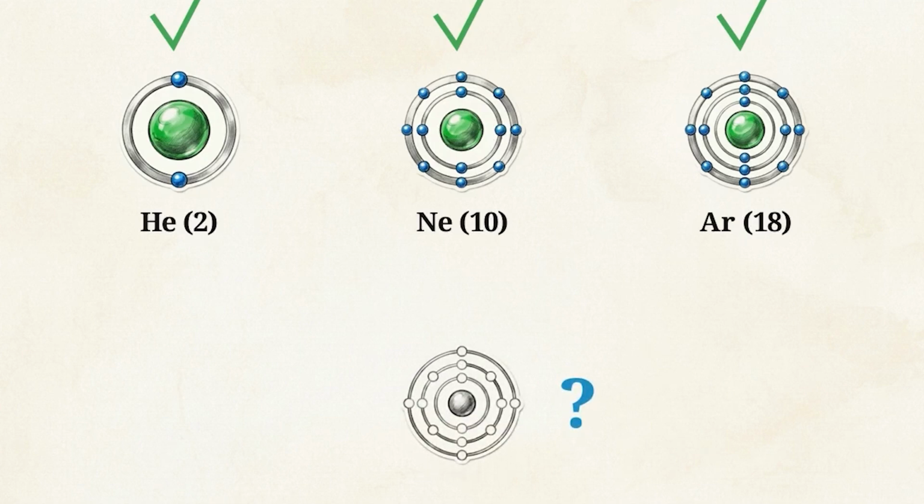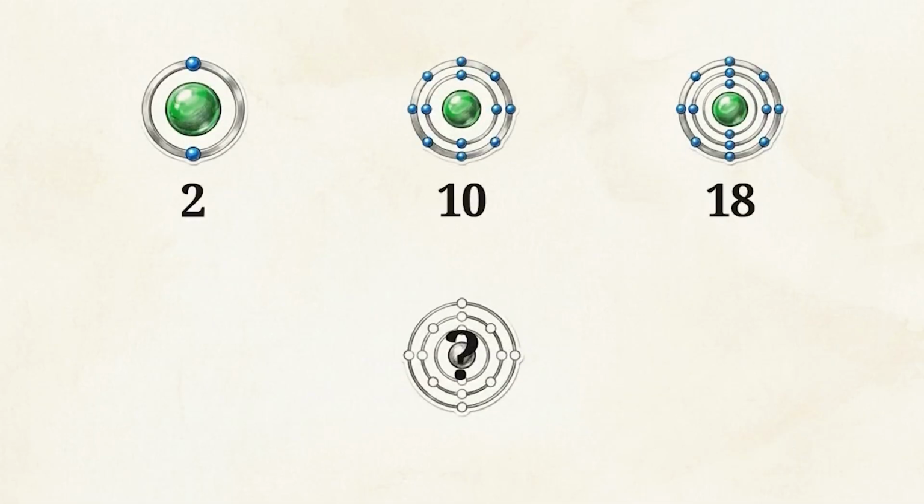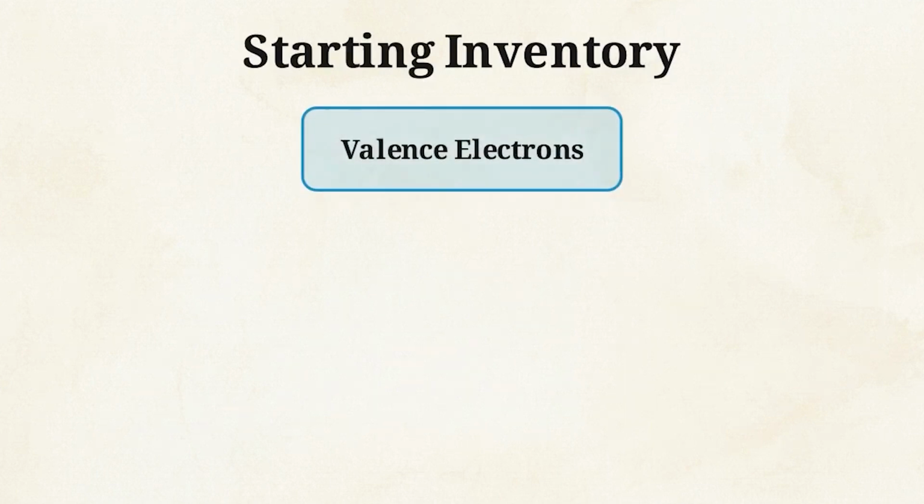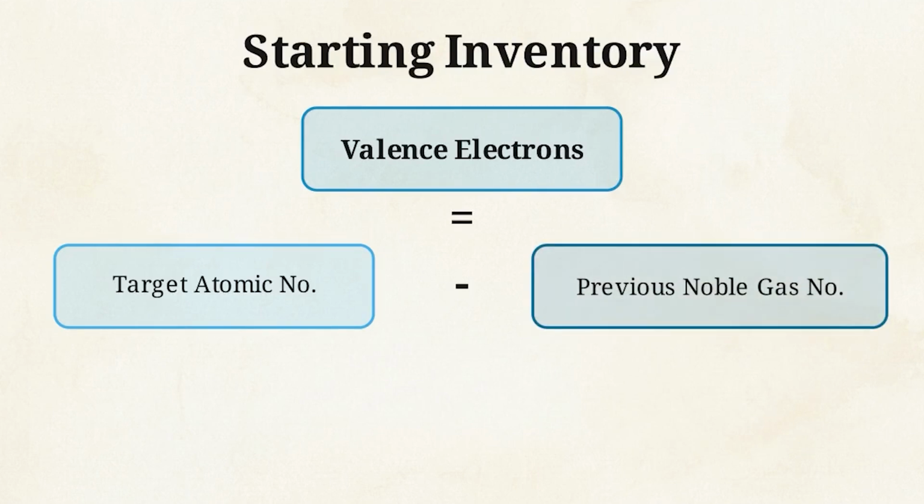Every other element in the first 20 is simply trying to modify its own outer shell to mimic one of these three. So predicting how any atom from 1 to 20 will behave chemically is just a matter of calculating the easiest path it can take to look like one of those three stable anchors. This formula calculates your starting inventory. To find an element's valence electrons, you take the target element's atomic number and subtract the atomic number of the noble gas that comes right before it.